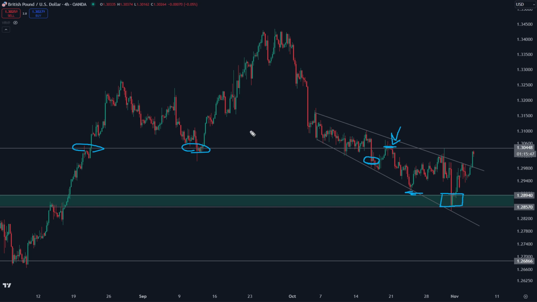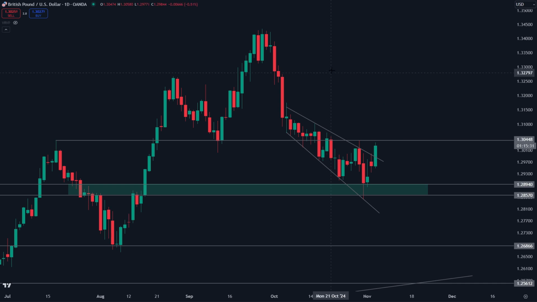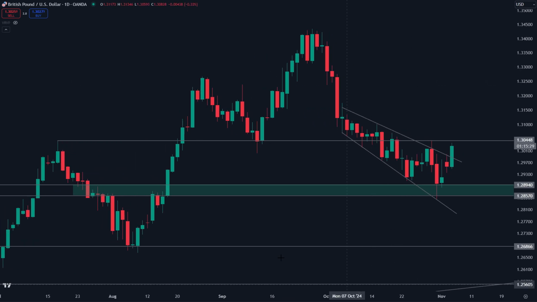You can also see a nice descending broadening wedge here, which tends to serve as a bottoming pattern for a market that has moved significantly lower off its recent highs. Now, again, though, you've got to be careful with a couple of things here. The first one is the US presidential election, and the second one is this 130.50 area.